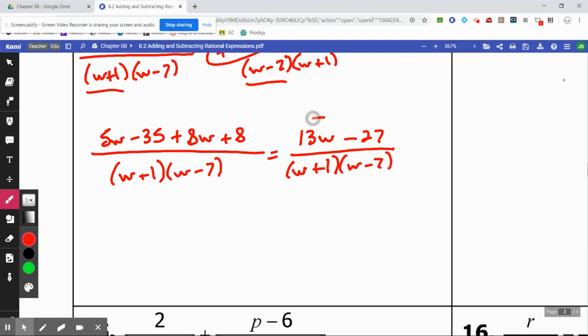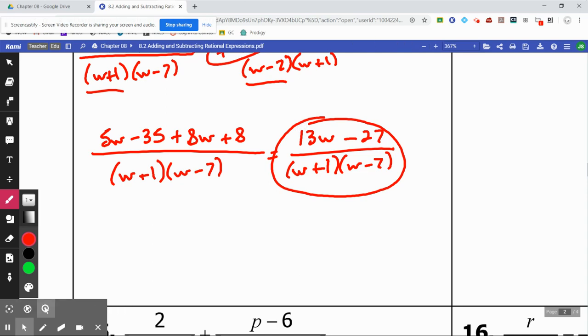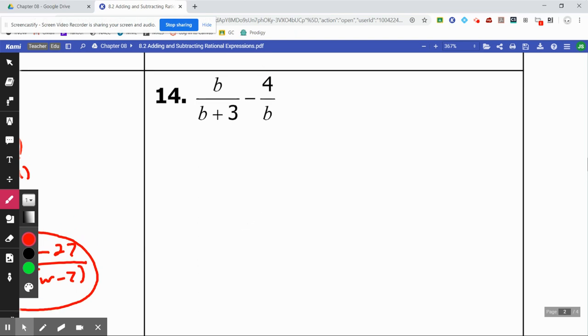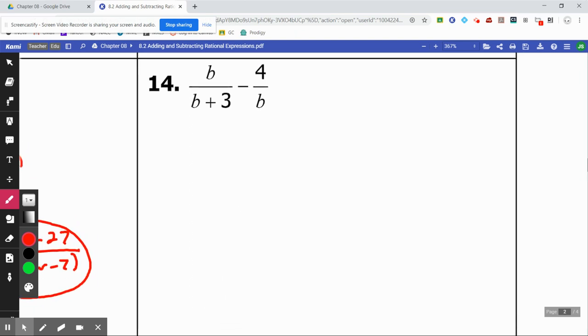The top will not factor, so therefore that's going to be your final answer. Okay, the next one, number 14. Now again, here's where it's so tempting. The number one thing that I see people doing here is try to add 3 to the top and bottom. You cannot do that. The rule is you can only multiply top and bottom by things to find that common denominator. So what we're going to have to do, your b plus 3 is in parentheses.